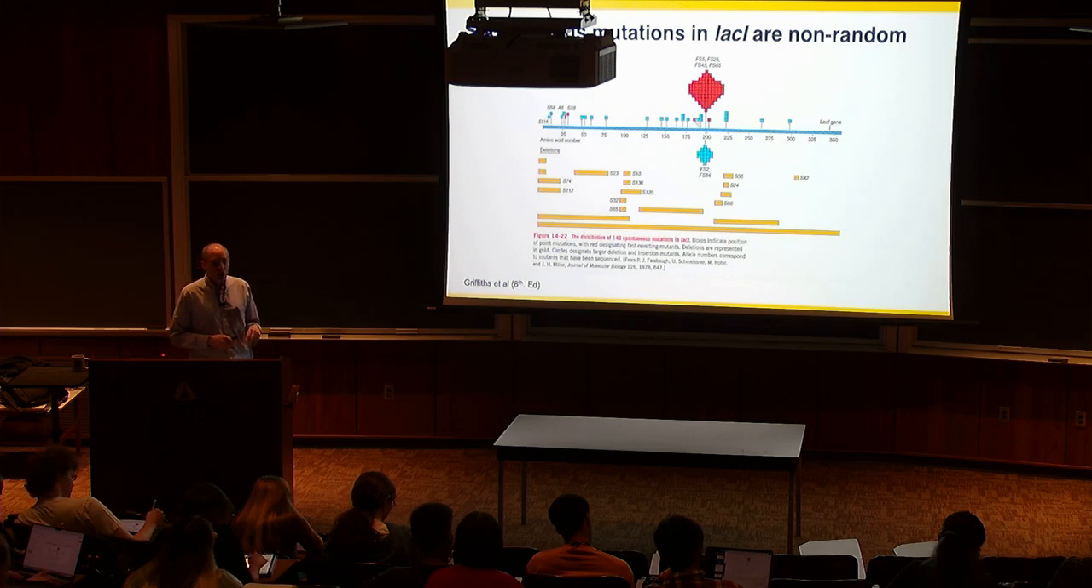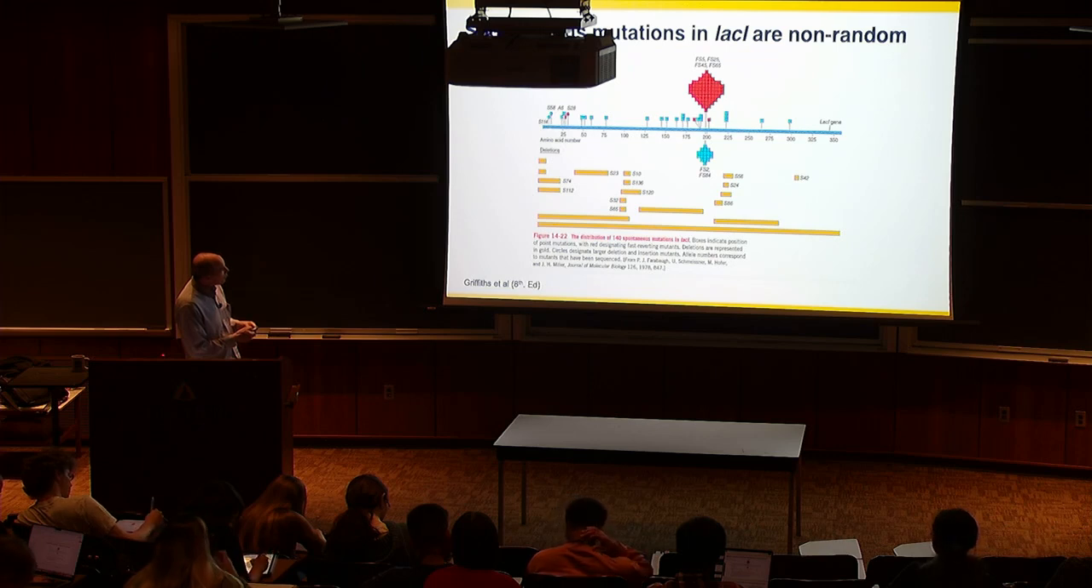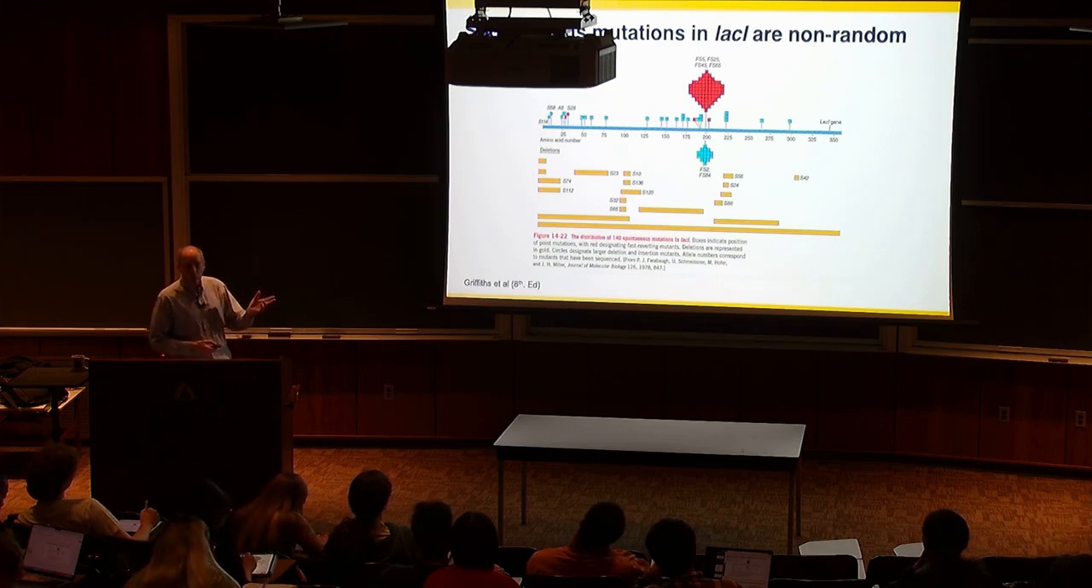Mutations occur in a very distinctive pattern, both spontaneous mutations and induced mutations, and they occur highly non-randomly. So here's just a sampling of the lac repressor gene from nucleotide 1 to 350. And here in every little square or circle is a single mutation. So just a collection of lac repressor mutants, sequence them all, see what you get.